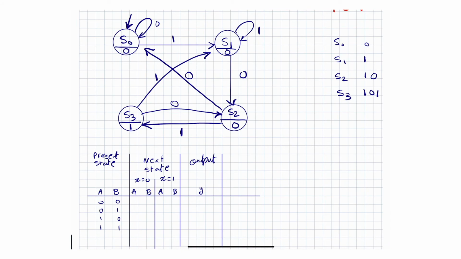So I'm going to show you S0. S0 is telling me if you get an input of 0, you need to stay in S0. And if you get the input as 1, you need to go to S1. So I'm just going to do 0, 1. And I'm going to fill the rest of the table this way.